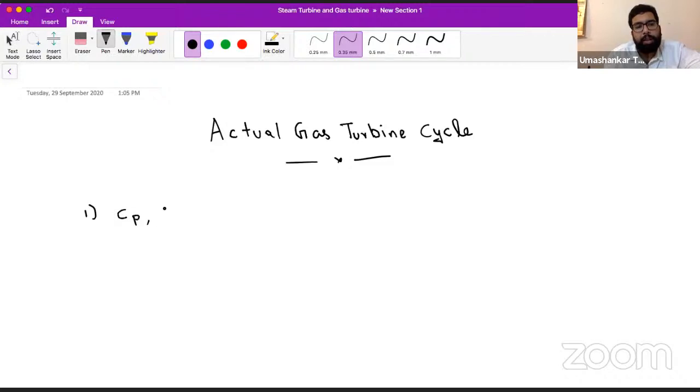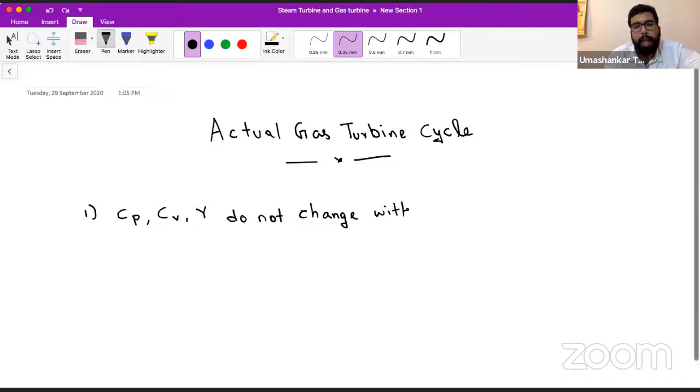Cp, Cv, gamma. We have seen one assumption in the previous session that Cp, Cv, gamma do not change with temperature. Live students can respond to me. Have we seen it or not? Cp, Cv, gamma do not change with the temperature. This is the air standard assumption we considered while discussing the ideal Brayton cycle. So this is the assumption for the ideal cycle.